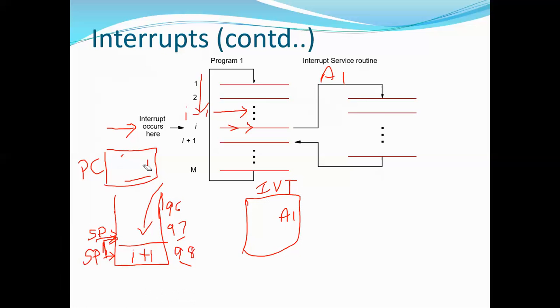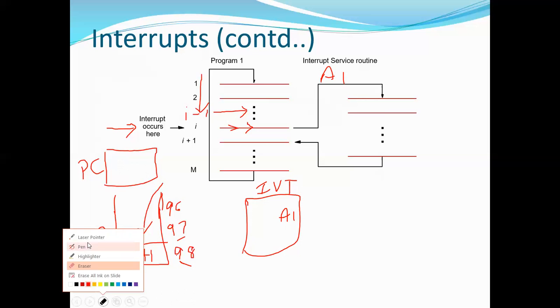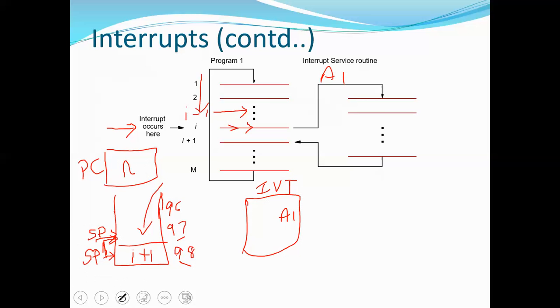A1 is copied to the PC register. Okay, A1. Now this instruction executes one by one. The instructions are executed, and finally after the execution of all instructions, the control has to go back to the next statement to be executed. Okay, so where is the address of the next instruction to be executed? It is in the stack. Correct, it is in the stack.